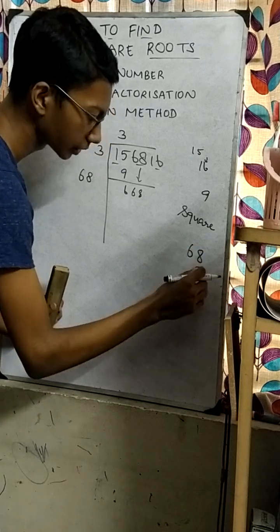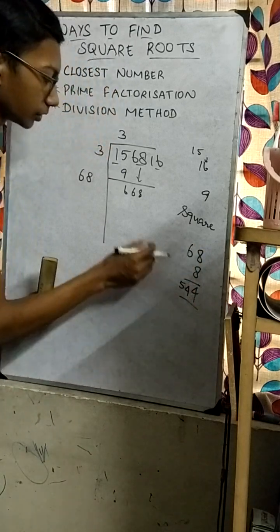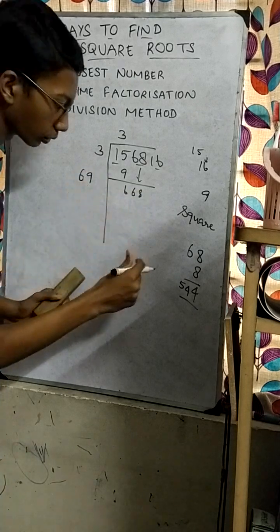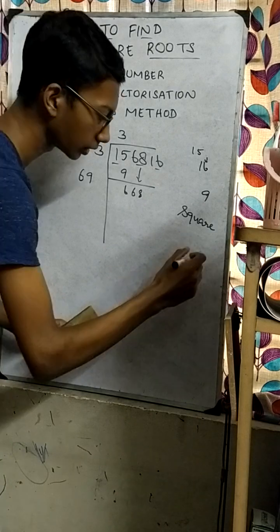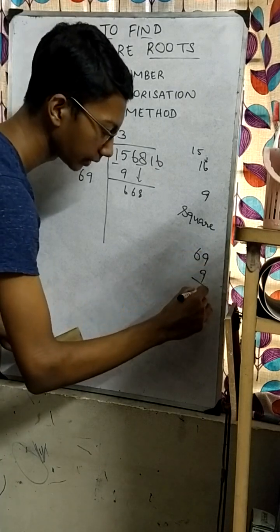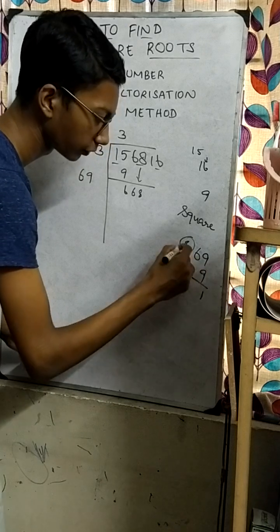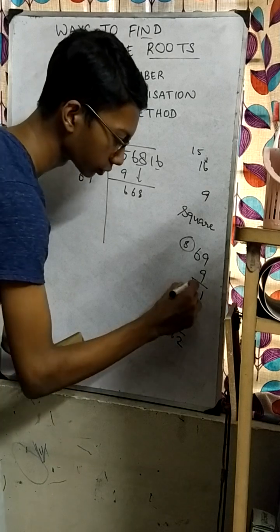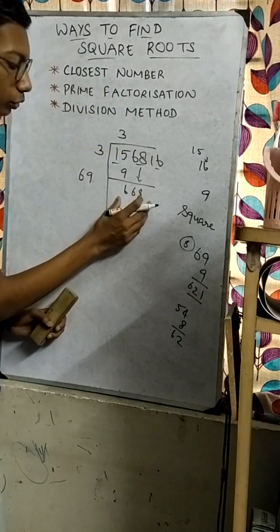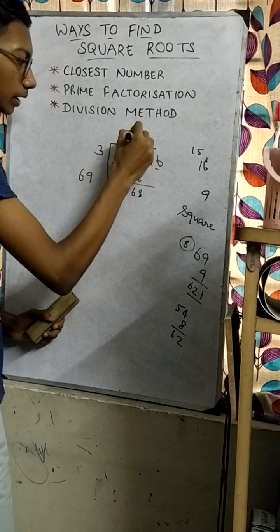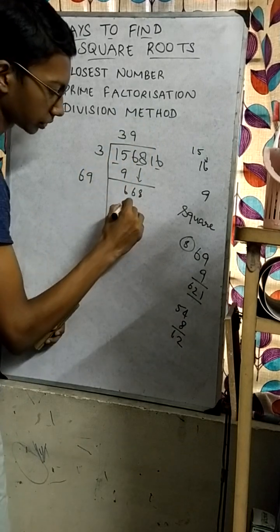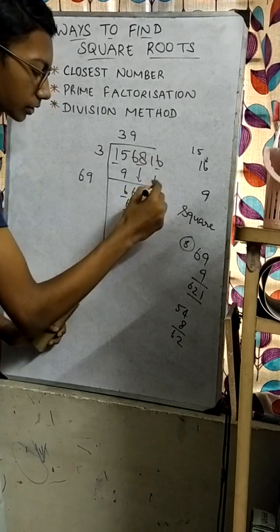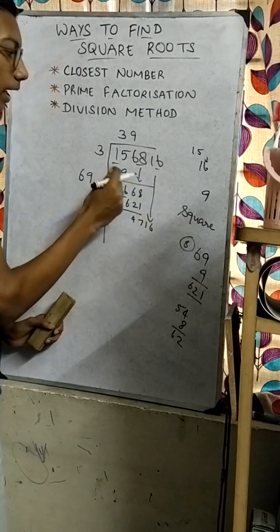This gives 544, but this is not that close to 668. So put the next number, that is 69. Again the same thing, 69 times 9. 9 times 9 is 81, 6 nines are 54, 54 plus 8 is 62. So 621 is the number. This is somewhat closer. So put 9 here and put this 621 here, then subtract. We get 47. Take the next numbers down: 4716.